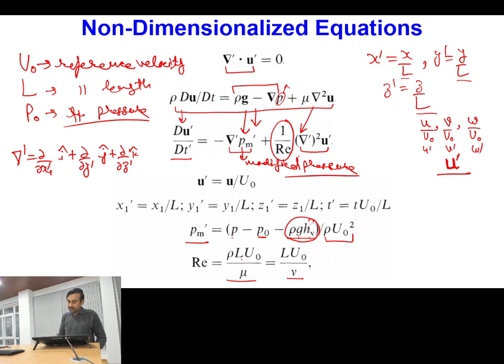HV is nothing but the height, which is measured in the vertical direction with a reference point. Okay, so HV is height measured in the vertical direction.